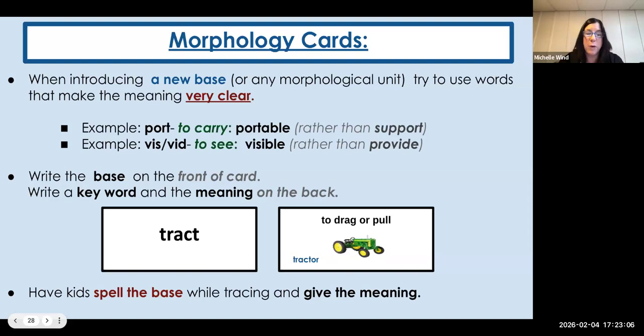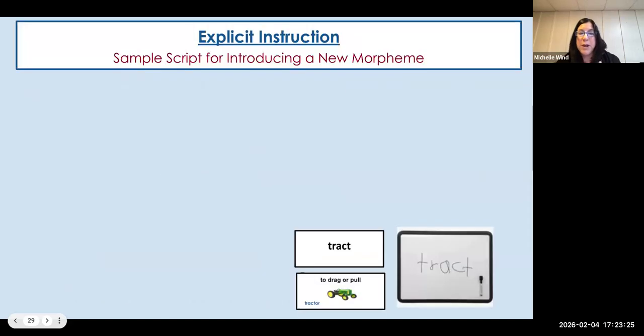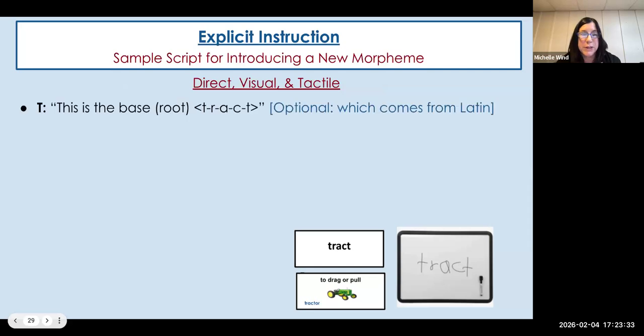When teaching it, it's helpful to put a card together with the base on the front, and then on the back have the meaning, a keyword, and the picture there. And help kids spell the base while tracing it and give the meaning. So you really want to connect the spelling to the meaning. So here's a script that we use in one of the OG programs we teach. It's really just explicit instruction that would be beneficial for all students.